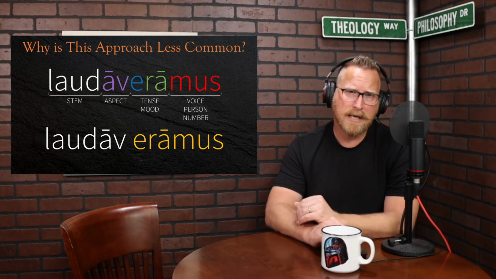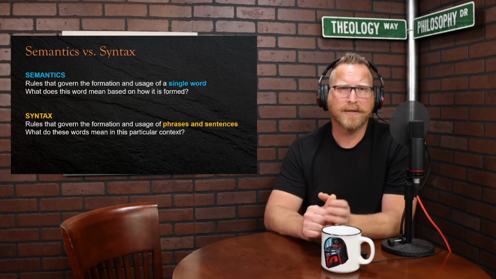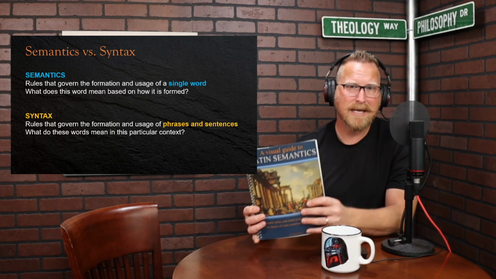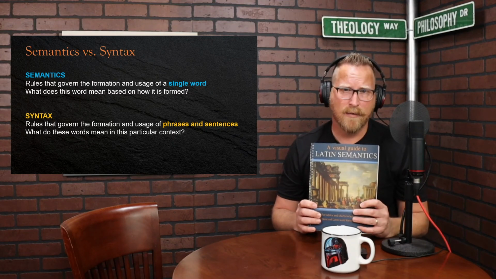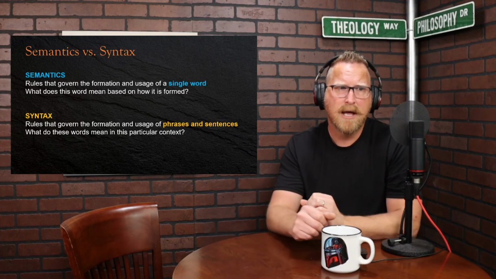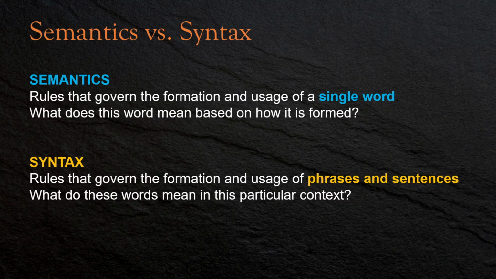Now, when you are looking at how all these words are formed as individual words, this is what is called semantics. That is why the book that I have is called A Visual Guide to Latin Semantics. It's kind of a technical name, I guess, but semantics is how a single word forms, and what does that word mean based on how it is formed. What does the ending tell you about that word, and how does that give you more understanding of what is being expressed and more precision to what the author intended.